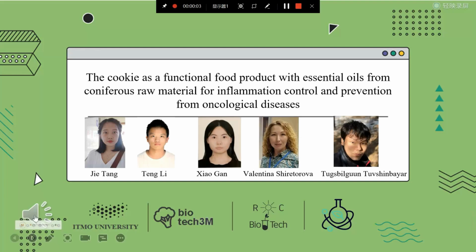The name of our project is the cookie as a functional food product with essential oils from coniferous raw material for inflammation control and prevention from oncological diseases.